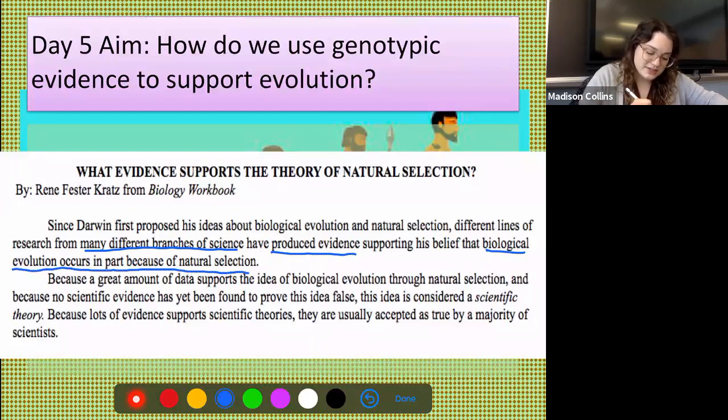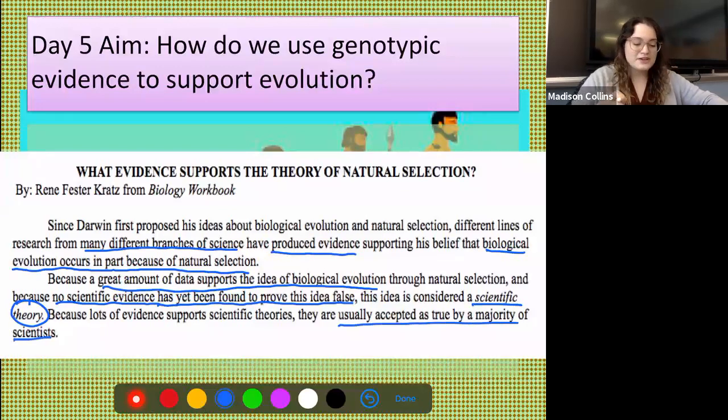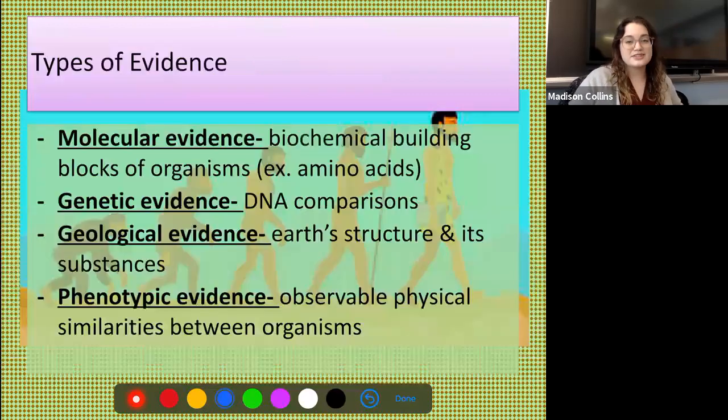Because a great amount of data supports the idea of biological evolution through natural selection, and because no scientific evidence has yet been found to prove this idea false, this idea is considered a scientific theory. Because lots of evidence supports scientific theories, they are usually accepted as true by a majority of scientists. So today we're going to be talking about a few different types of evidence that support evolution.